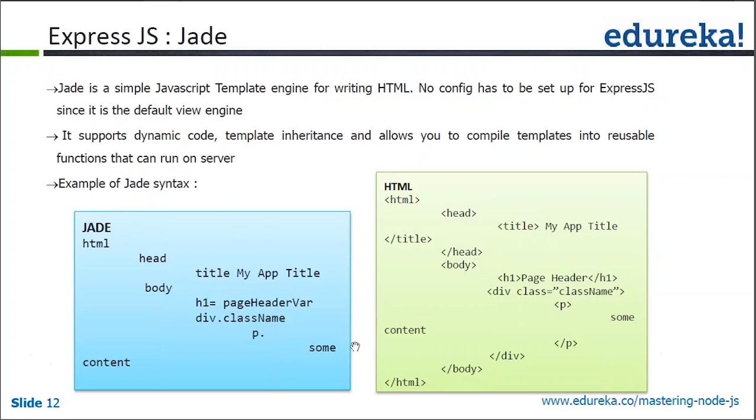Here we are looking at an example of Jade syntax. It's very straightforward. HTML, head, you give a title, we have a body, we give the type h1 header 1, we give a div, a paragraph, some content, and so on. And as you can see, Jade will simply render it into plain HTML. Tabs and spaces are very important for Jade. Do not mix tabs and spaces. Jade, in a way, is like Python, where the indentation makes a difference.